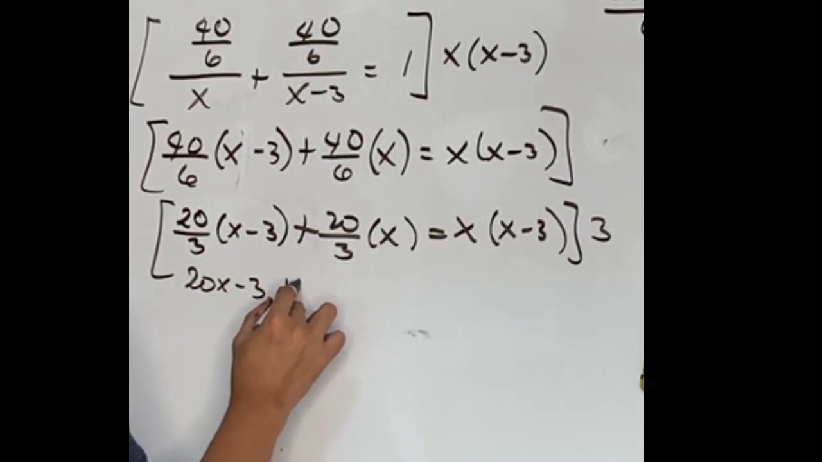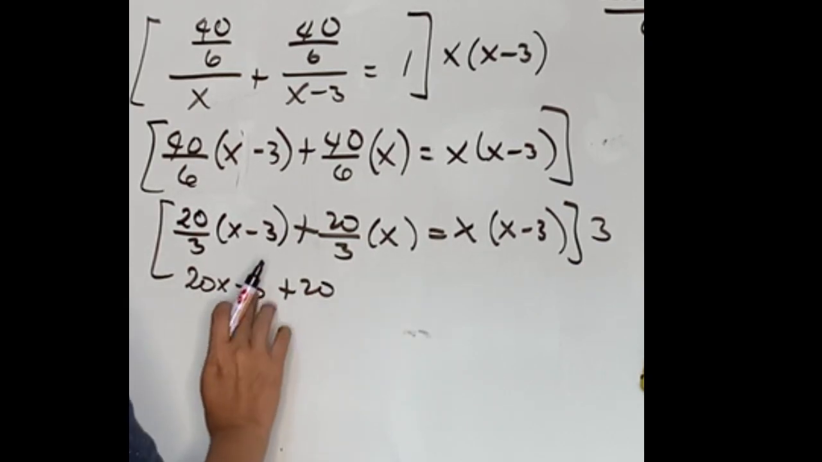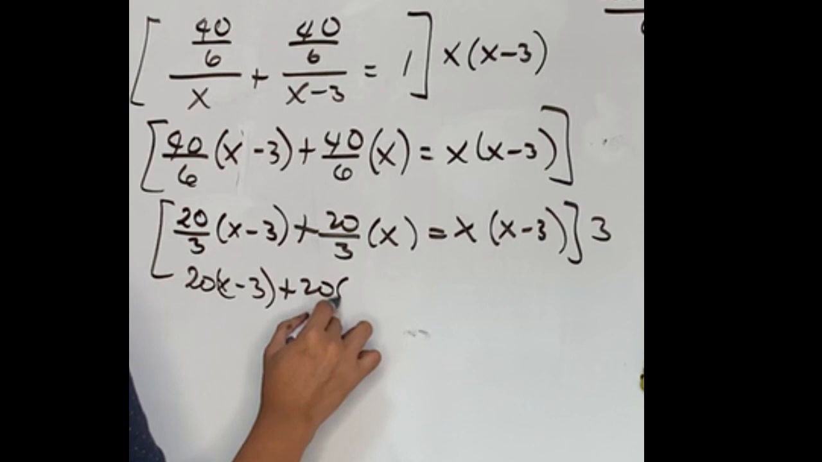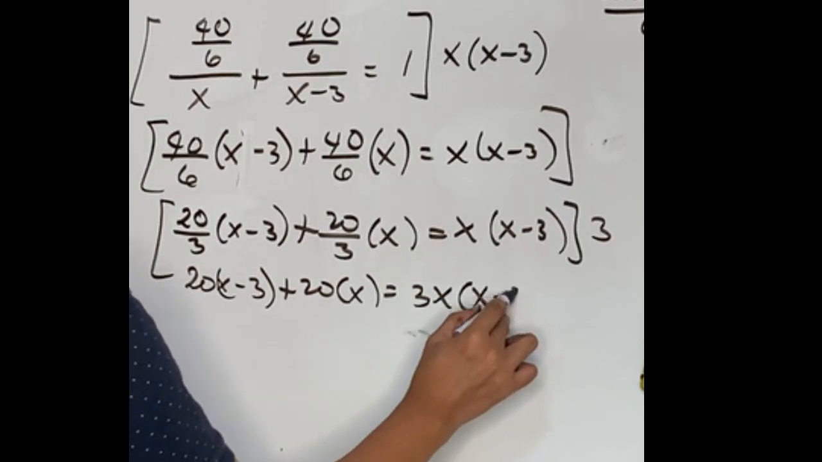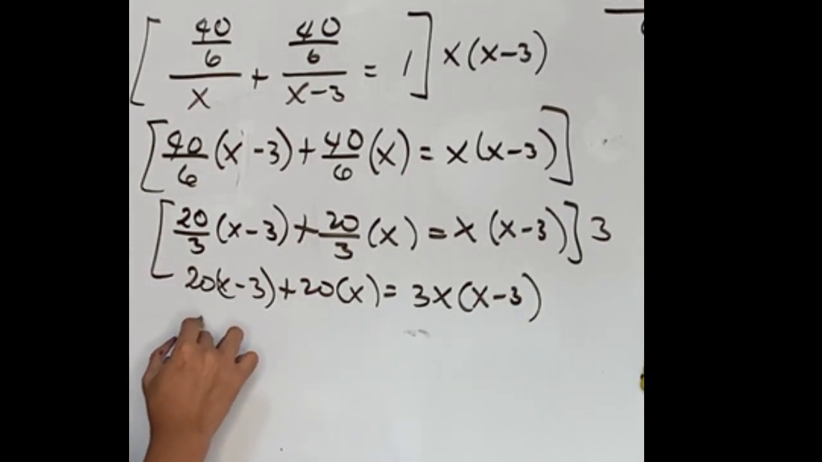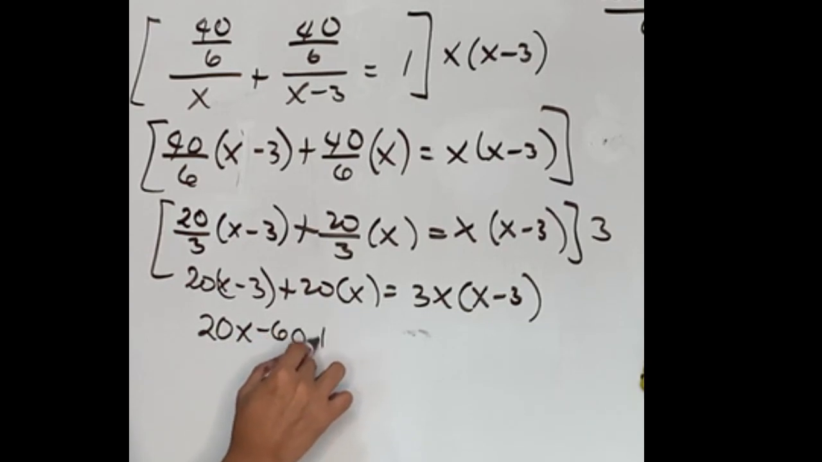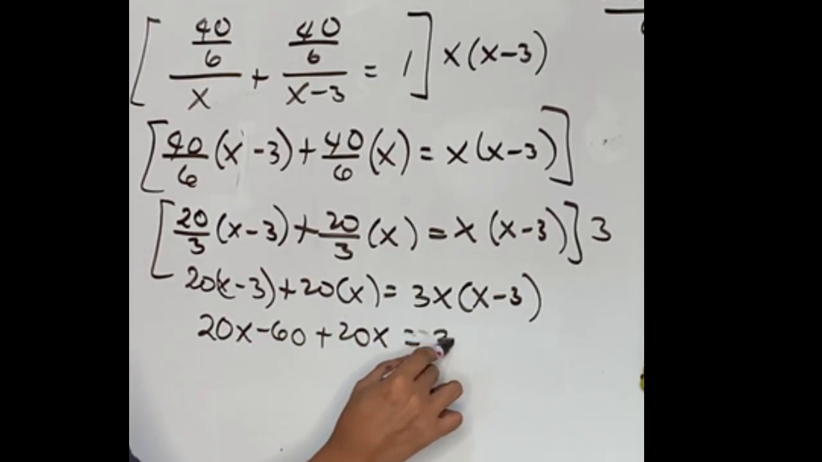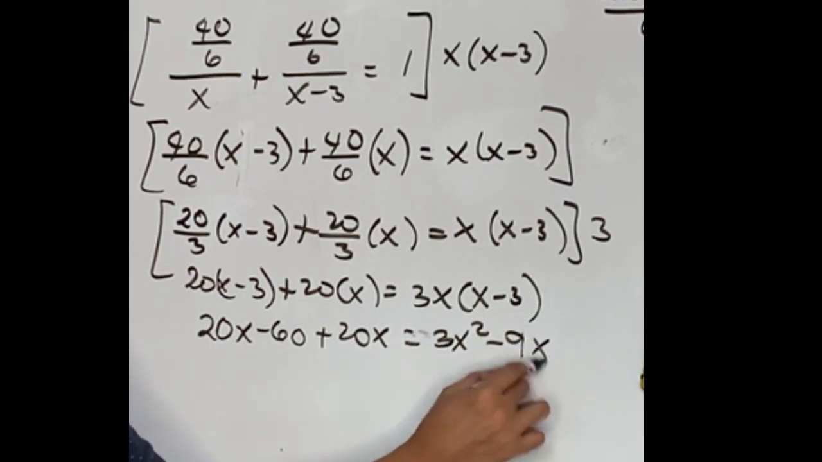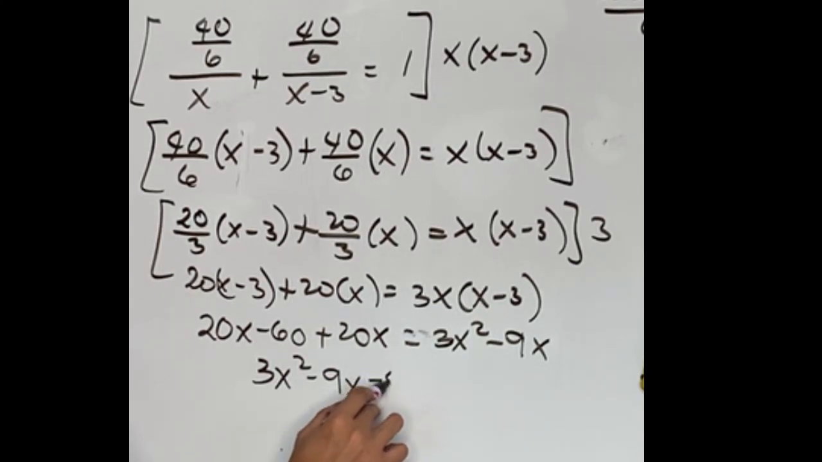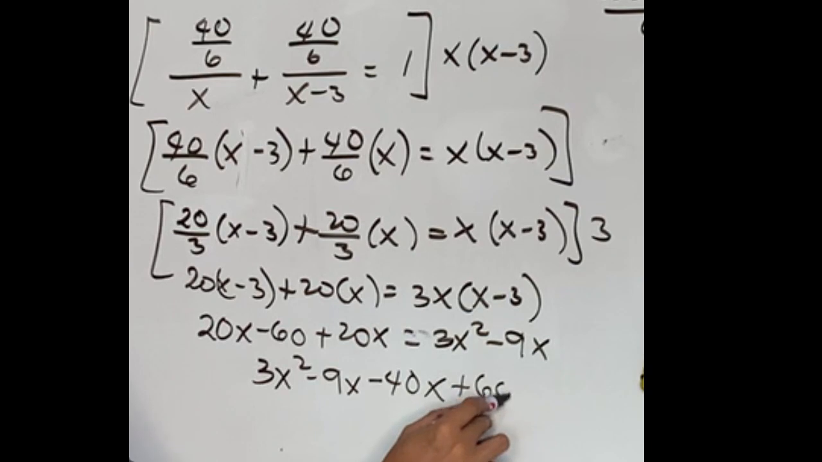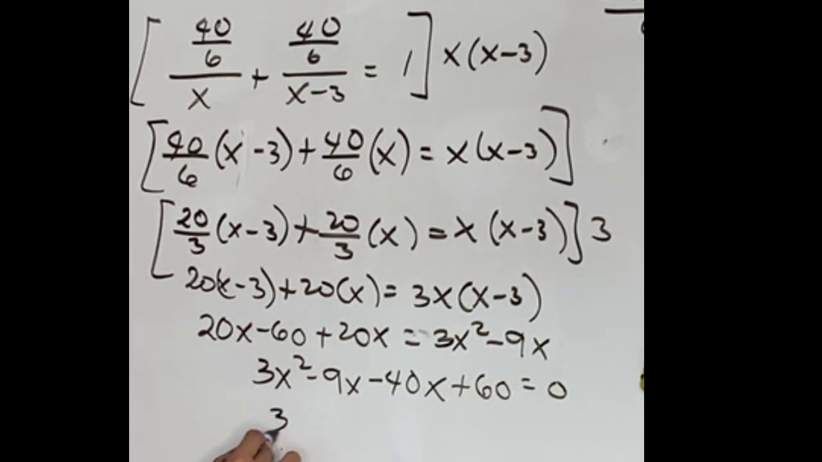20 times x minus 3 plus 20 times x is equal to 3x times x minus 3. So, continuing, 20x minus 60 plus 20x is equal to 3x squared minus 9x. So, 3x squared minus 9x minus 40x plus 60 is equal to 0. Combining, you will have 3x squared minus 49x plus 60 is equal to 0.